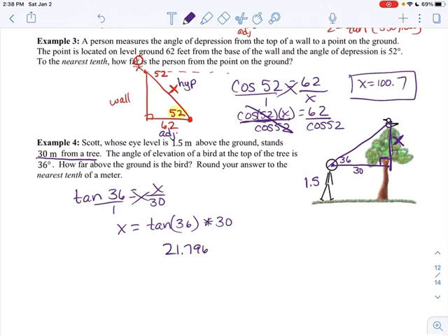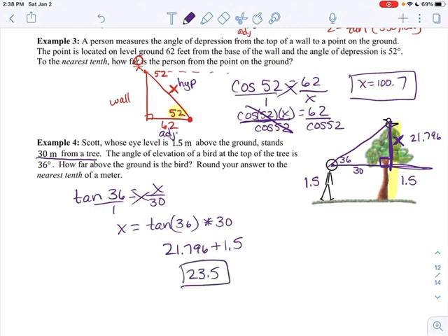So this gives me 21.796. So basically this right here is 21.796. But I technically want how high is the bird above the ground. So I just figured out from here up is 21.796. But remember, Scott's eyes were 1.5 from the ground. So I'm going to have to take the 21.796 and add on 1.5. So this is definitely a little tricky. And I want that to the nearest tenth.